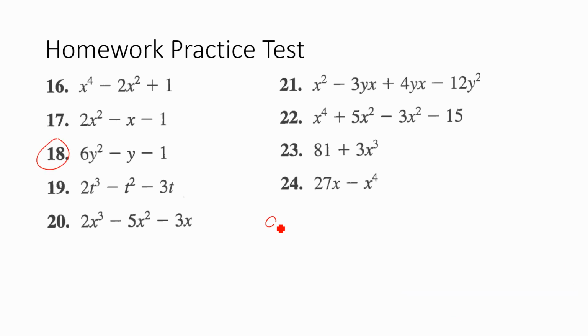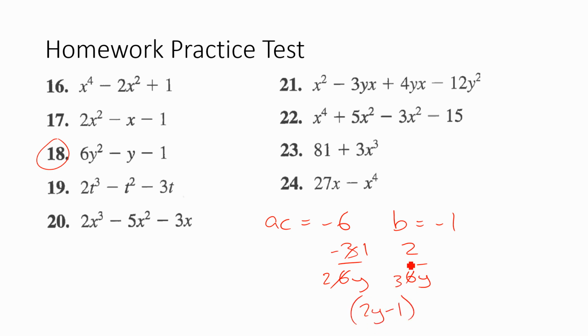Number 18. Our AC is negative 6, and our B is negative 1. Does anything multiply to negative 6 and add to negative 1? How about a negative 3 and a positive 2? And we can put this over 6y. So this reduces, dividing both by 3, to 2 and 1, so 2y minus 1. And these reduce to a 3 and a 1, so 3y plus 1.